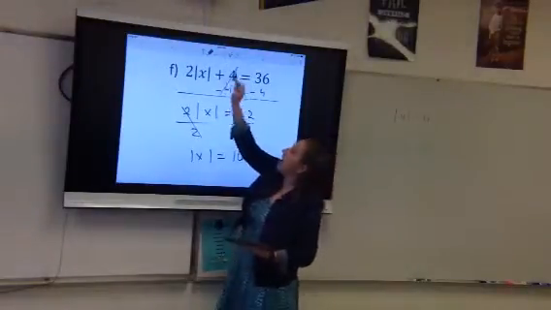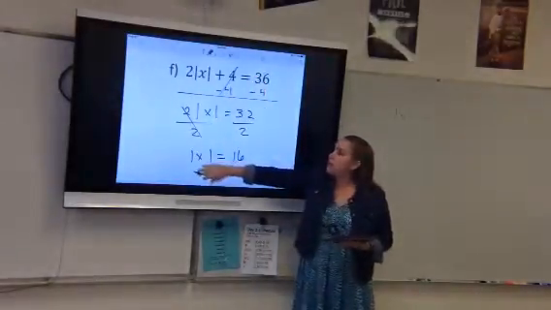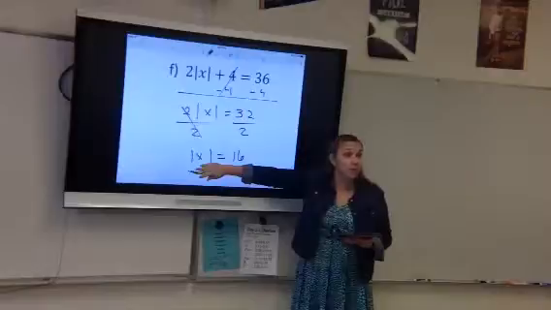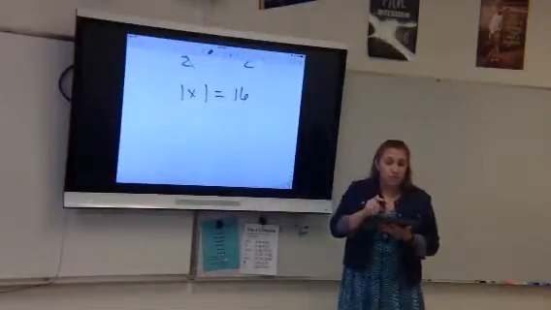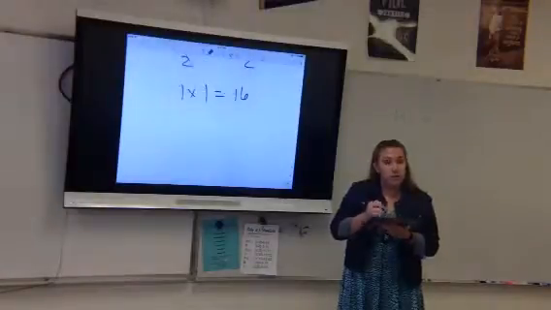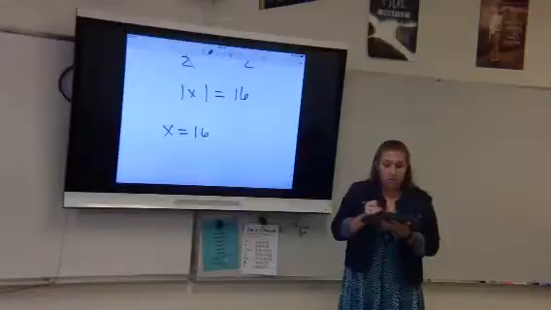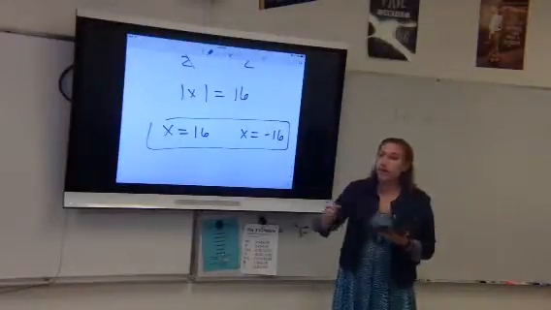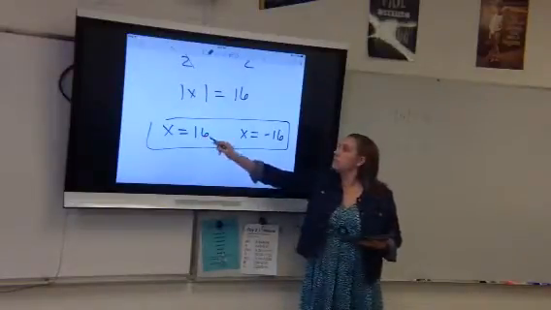So anything on the outside got moved over. Everybody okay with that first step? Okay, so now I have the absolute value by itself. What do we do on the second step? What will the equations look like? x equals 16 and x equals negative 16, right? So you write your positive, you write your negative. Okay, so positive 16, negative 16.